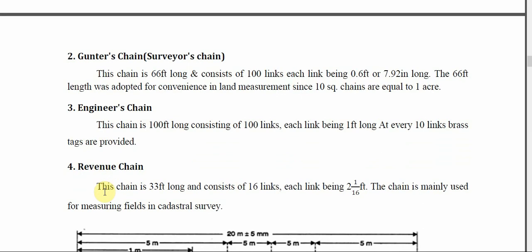The last type of chain is revenue chain. Now, the revenue chain is 33 feet, and it consists of 16 links. Now, each link being 2 and 1/16 of a feet. This chain is mainly used in cadastral survey. Now, as I told you, cadastral survey involves putting property lines between two neighboring properties and fields.